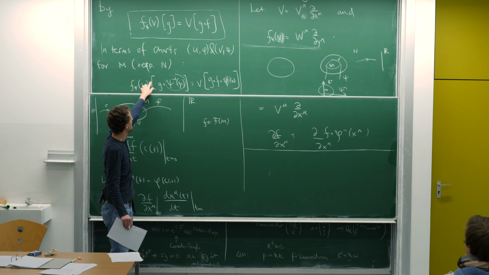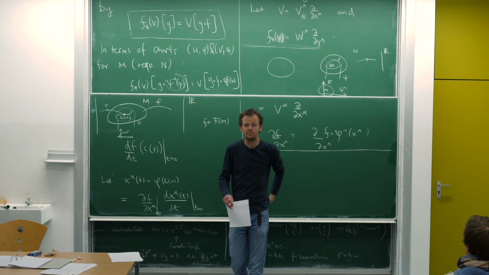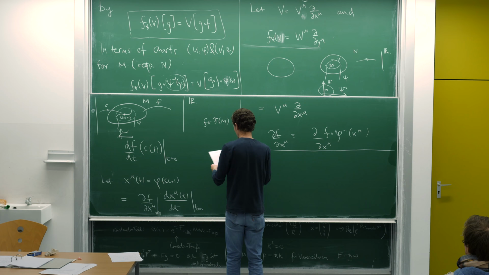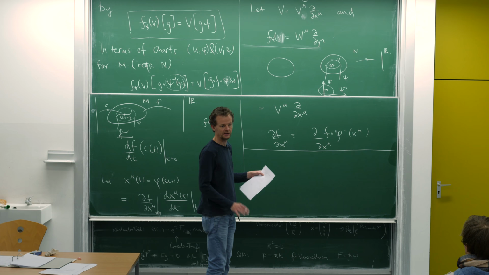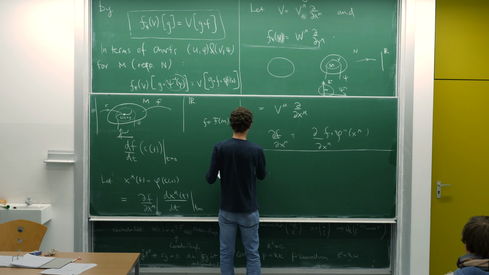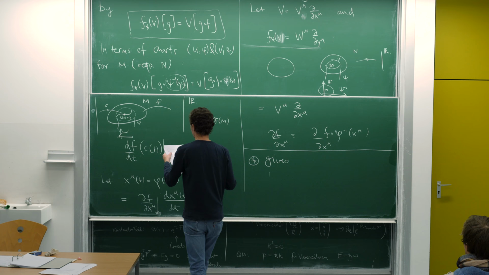So if we go now back to this expression here in terms of these coordinate bases for our tangent vectors, then where was I? We should end up with the representation of F star as a linear map on tangent vectors.